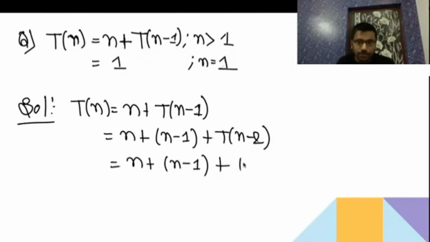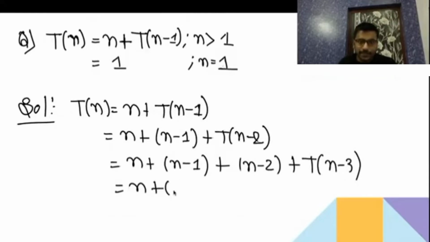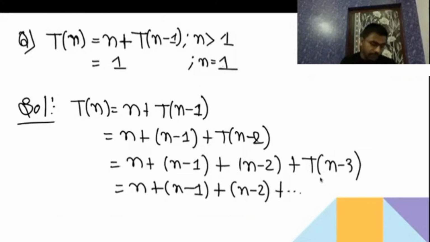So n minus 2, then again T(n minus 3), then again n plus n minus 1 plus n minus 2. Similarly it will go till n minus 3, n minus 4, like so. When can we stop? When it goes till 1. So how do we make it 1? It is going like this; it will go till n minus k.